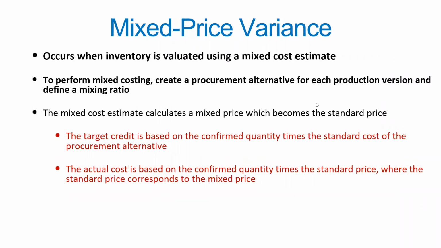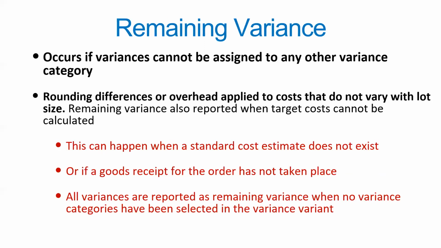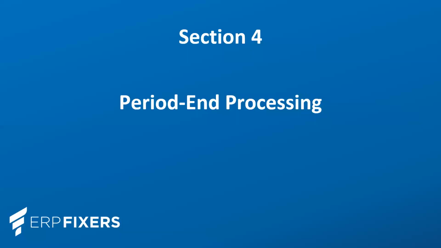Okay, let's move on. Mixed price variance, I'm going to skip over. It's using mixed cost estimates, taking cost estimates and mixing them together, mainly to influence your inventory quantity and inventory value, mainly for mining companies, and something unusual. It can be common in some industries. Remaining variances, again, get assigned if you don't know what else they could be.